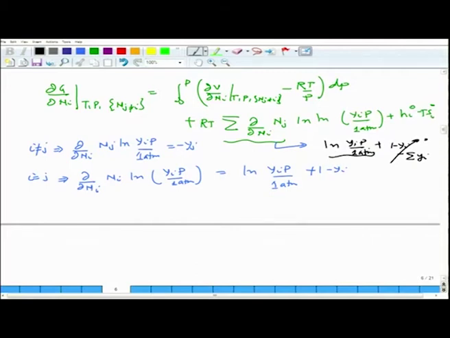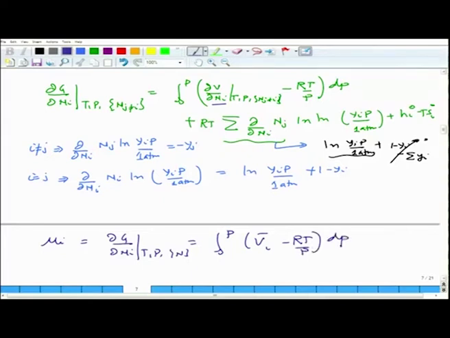So thus we have an expression of mu i is equal to del G by del Ni at T, P, which is the integral 0 to P of the partial molar volume minus RT by P dP, plus RT ln YiP by 1 atmosphere plus Hi0 minus TSi0. So, this is the expression which we got.